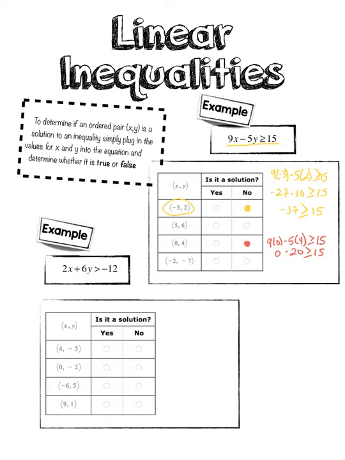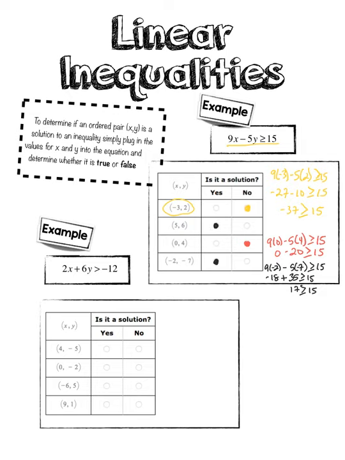Let's do -2, -7. 9 times -2 minus 5 times -7 greater than or equal to 15. -18, and this is plus 35 because you've got a -5 times a -7, is greater than or equal to 15, and that is 17 is greater than or equal to 15. Is that a true statement? Yes, it is a true statement. And actually, 35 minus 18 is 17.